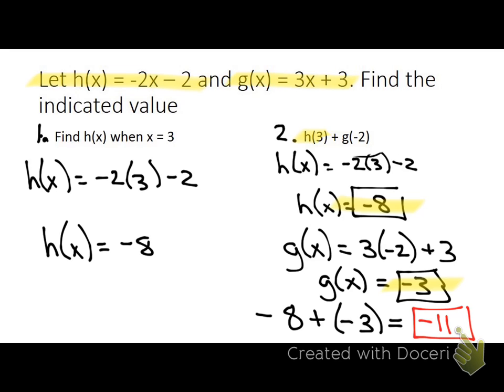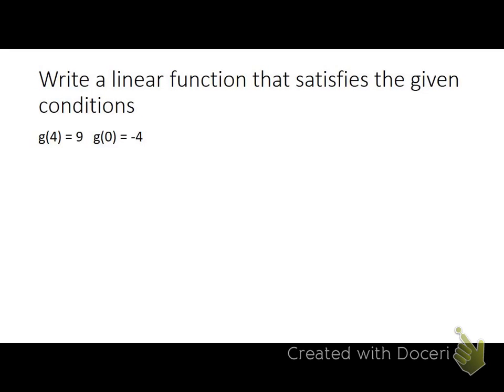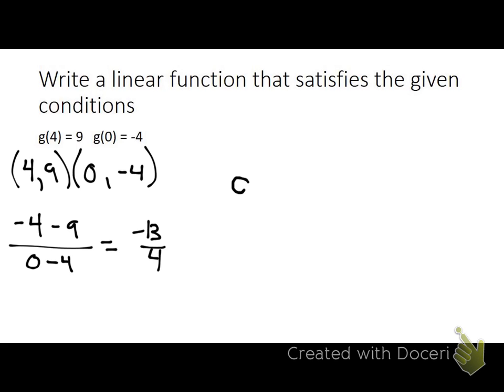Perpendicular, okay. So write a linear function that satisfies the given conditions. What do I do first? Ordered pairs. Make them ordered pairs. Once you have your ordered pairs, what do you do with those? You do the y2 minus y1 over x2 minus x1. Find your slope. Okay? Now your slope is supposed to be positive. Do not forget function notation, g of x.